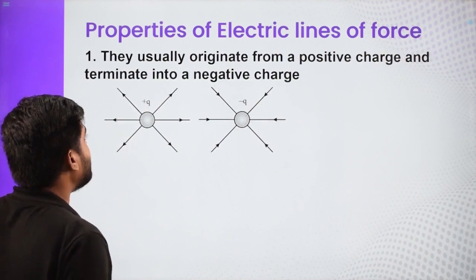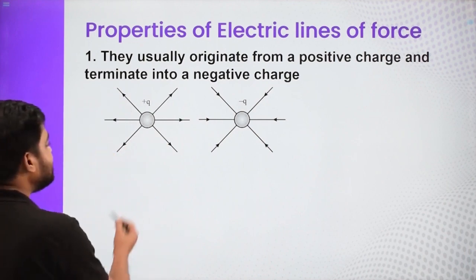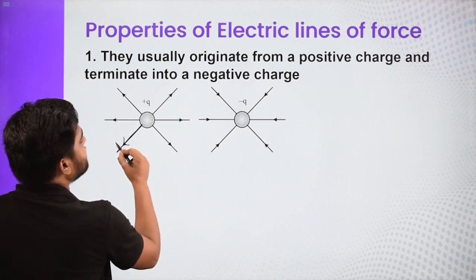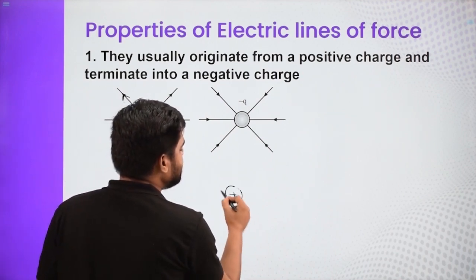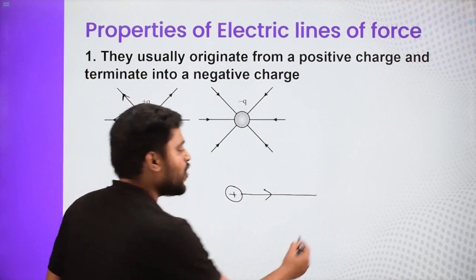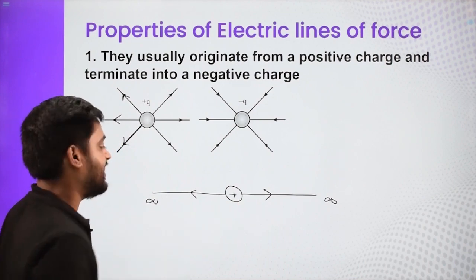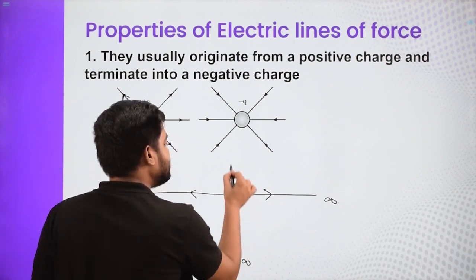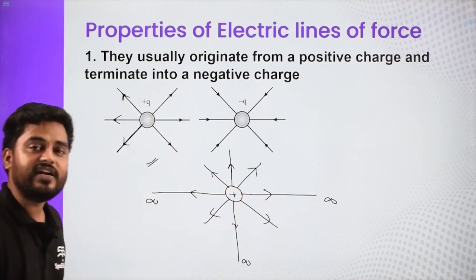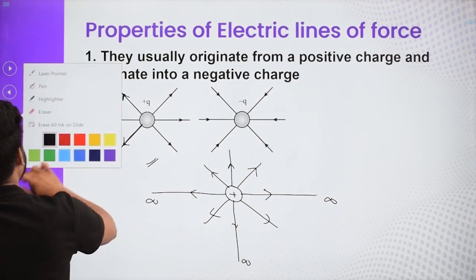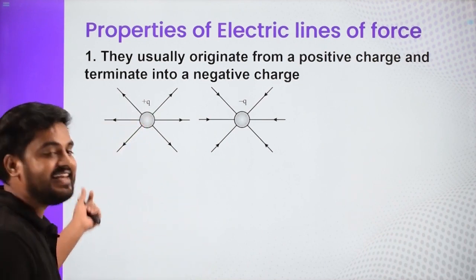Now, first property: they usually originate from a positive charge and they end at a negative charge. So this is a positive charge and these are electric field lines which are originating. Now where are they going? In case we have only a positive charge, then they start from the positive charge and go all the way up to infinity in all directions. So this is how field lines look due to a positive charge, which is also shown over here. Electric field lines due to a single positive charge look something like this; they are going radially out of the charge.